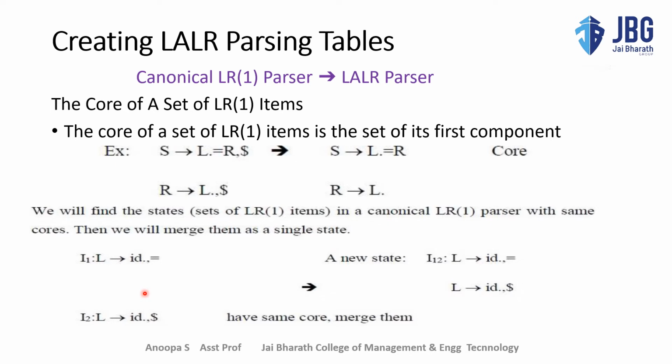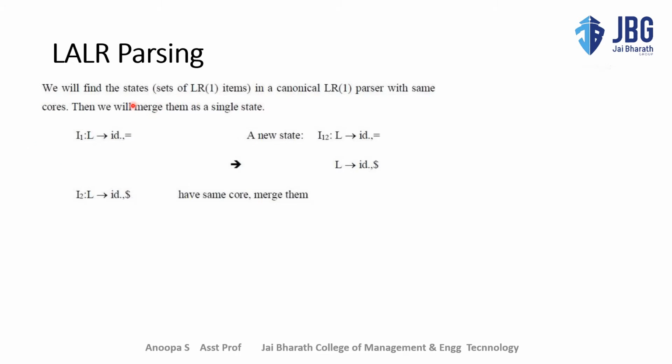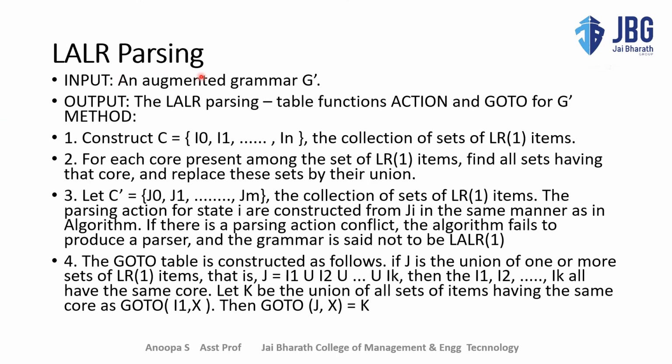This is the first step: we have to identify the set of states having the same core. When you identify states having the same core, you have to merge them. Wherever you see I1, you have to write it as I12, and wherever you see I2, you have to write it as I12. So we combine these two states, I1 and I2, into a new state I12. We find the states in the CLR with the same cores and merge them into a single state. This is the LALR parsing.